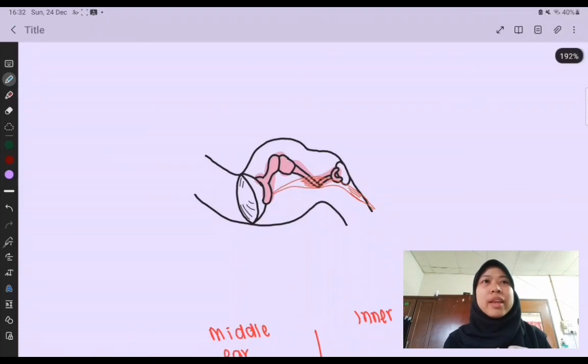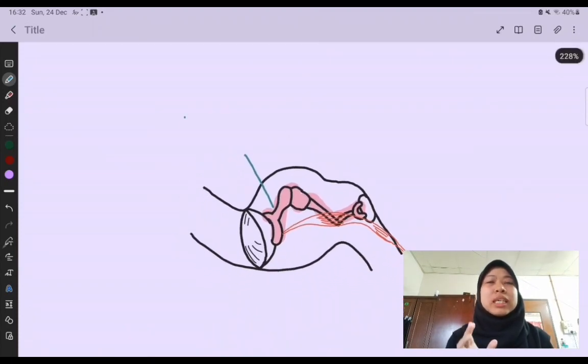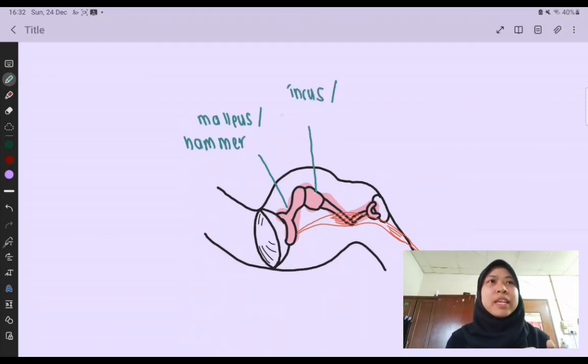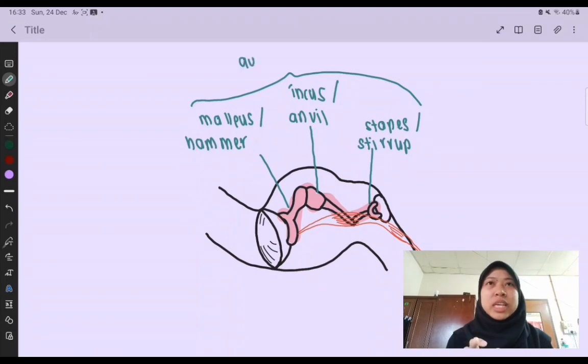The first bone that is attached to our eardrum is the malleus or hammer. The bone that connects the malleus with the other bone is the incus or anvil, and the last bone that attaches to the oval window is the stapes or stirrup. These three are the auditory ossicles.